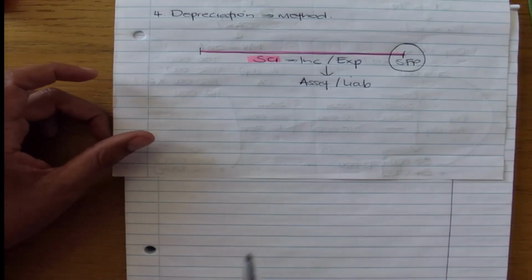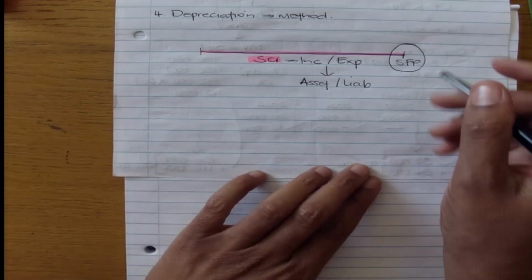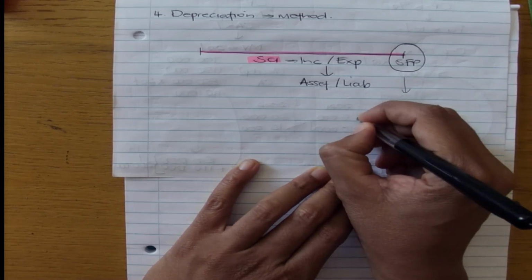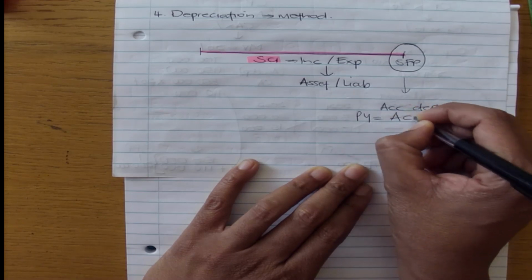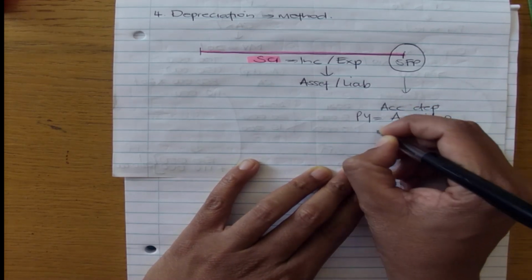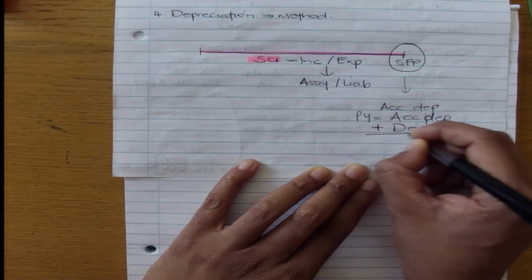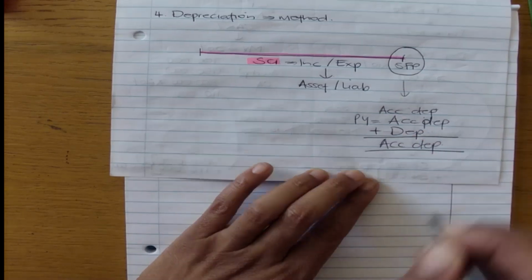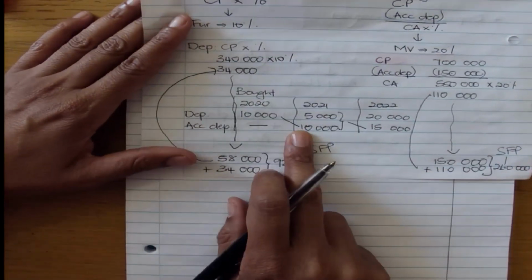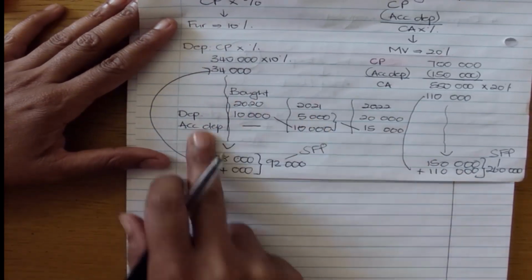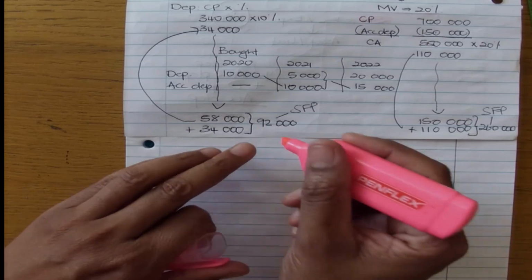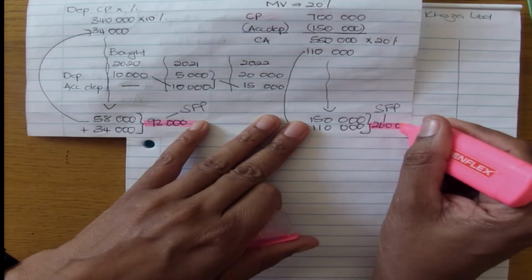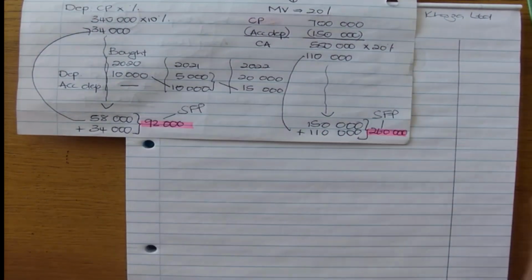That is why, when it comes to accumulated depreciation, you take the previous year's accumulated depreciation and always add the current year's depreciation. That will give you your new accumulated depreciation. Remember I showed you this table when we did depreciation. Another thing to remember: our new accumulated depreciation is 92,000 for the furniture and 260,000 for our motor vehicles.